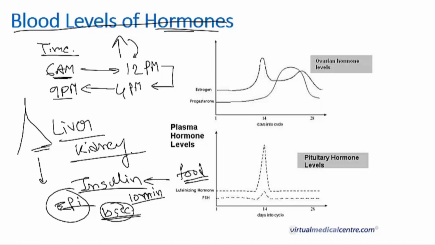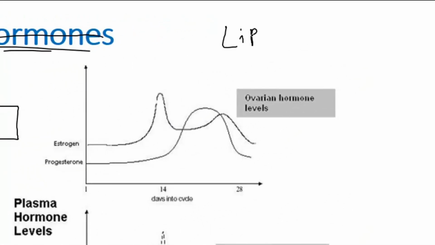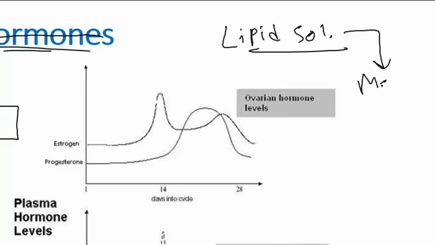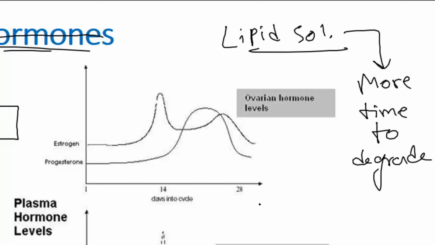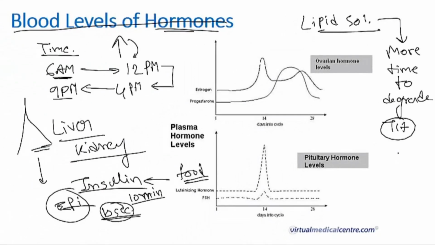On the other hand, lipid soluble hormones are bound to plasma proteins and are less easily metabolized by the body. These hormones require more time to be cleared, more time to degrade and be released from our body once the function is done. For example, the half-life of thyroid hormone is several days, while cortisol has a half-life of 90 minutes.